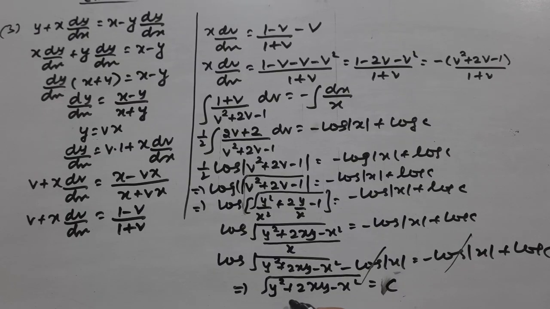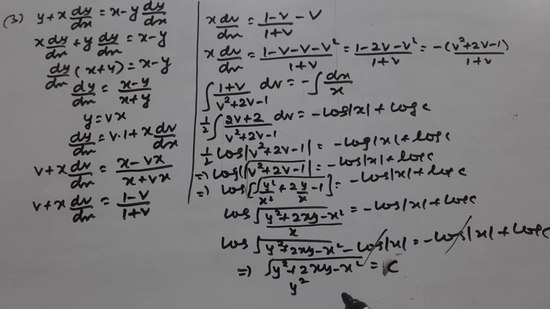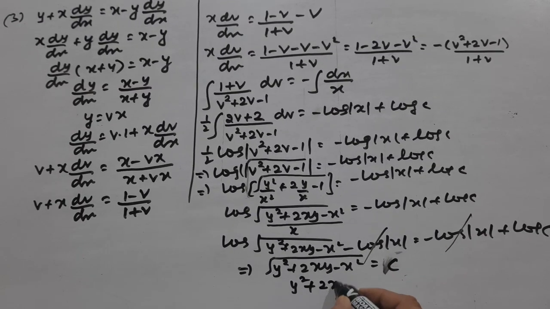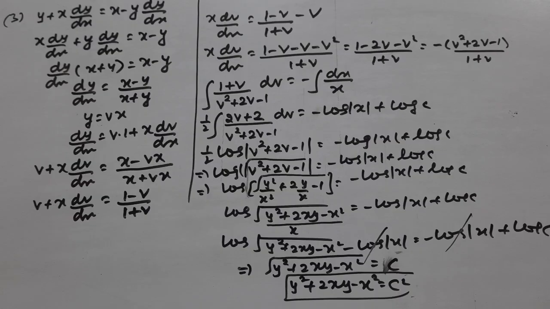Or we can write, squaring both sides, y square plus 2xy minus x square equal to c square. So students, this is the answer. I hope this is clear to you students.